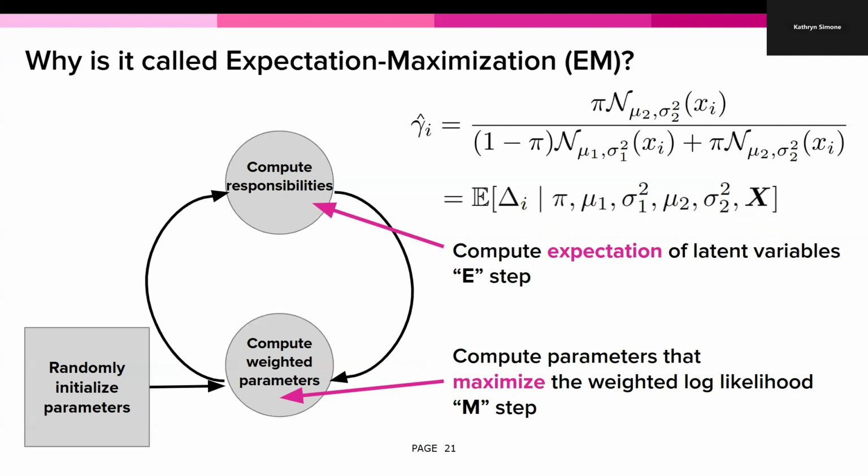And then every point contributes to the parameter estimates in a weighted way based on how likely it is to belong to each Gaussian. And so this is the maximization step because we're computing those empirical estimates of the parameters, but those are precisely those that maximize the log likelihood.